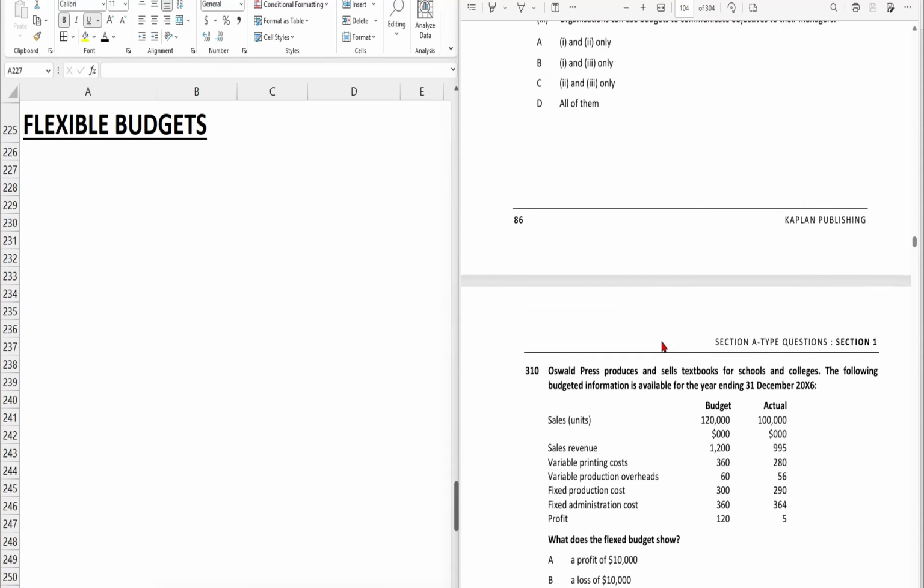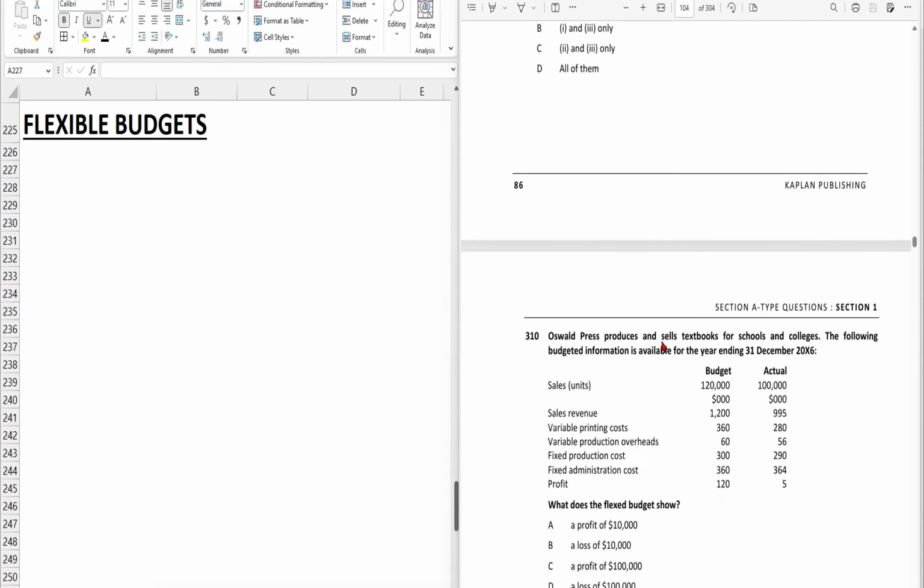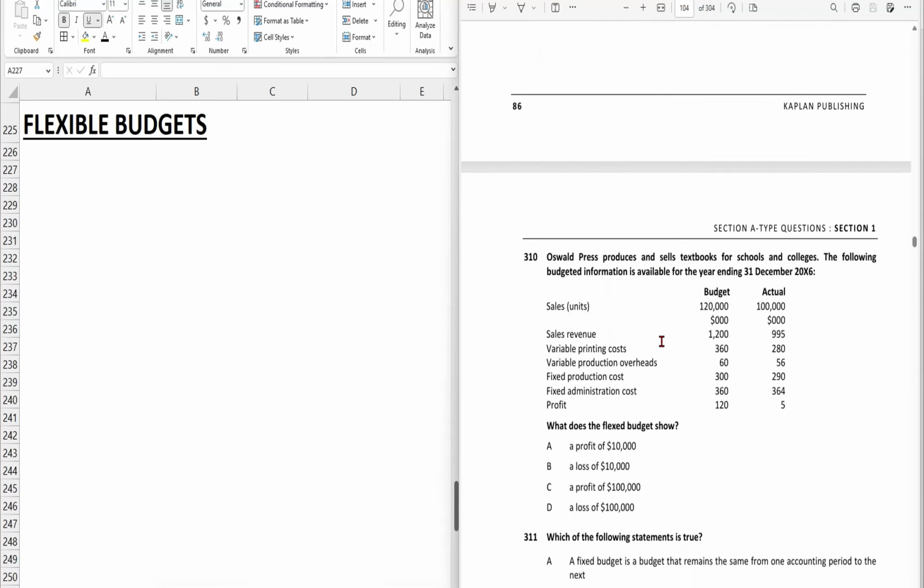All right. So let's move to question number 310, which is your calculation part. Okay. So Oswald Press produces and sells textbooks for schools and colleges.